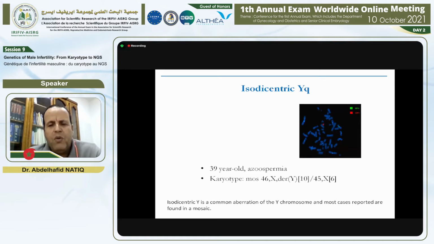Another form of male infertility implicating chromosomes is the dicentric Y chromosome. Here, a man with azoospermia, 39 years old, and we found a mosaic karyotype with a dicentric Y chromosome. It is a common aberration of the Y chromosome. In most cases, we report this abnormality in a mosaic.